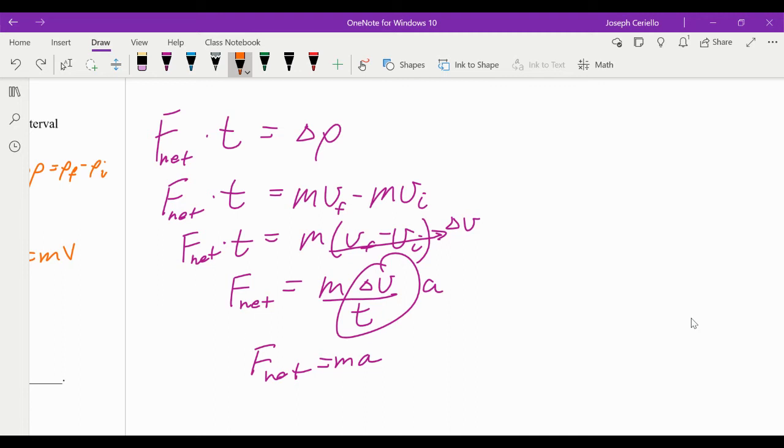Delta v over t, change in velocity over time, is acceleration. You actually just get F equals ma. So this is actually just F equals ma rearranged. Sounds strange, but that's all it is. It's just F equals ma rearranged. Okay, we'll find that it helps us solve some questions a little bit more quickly than F equals ma could.